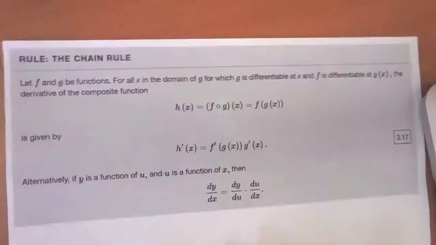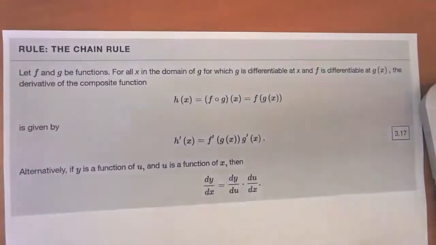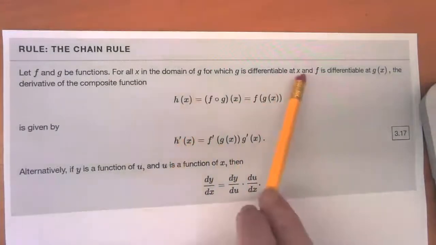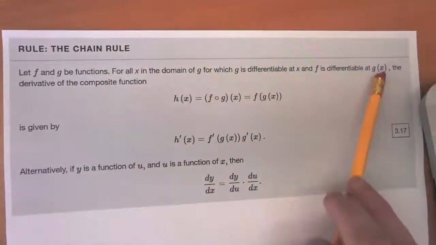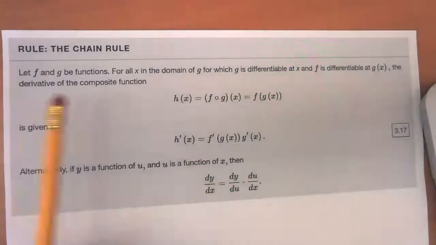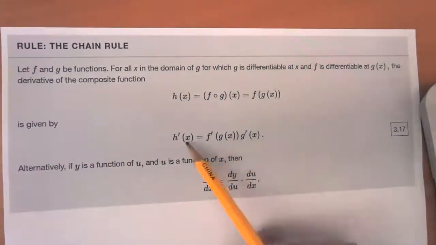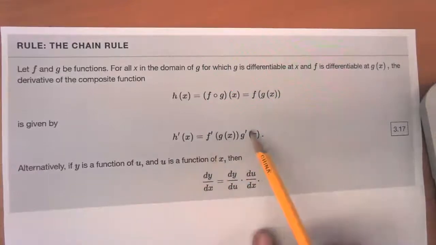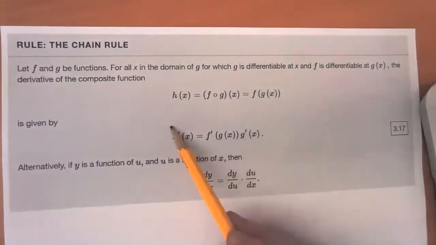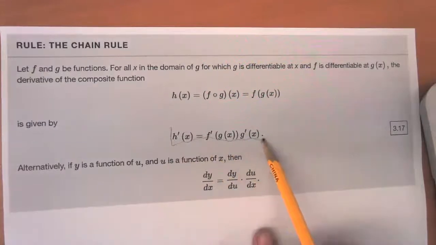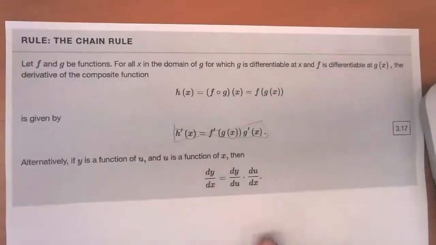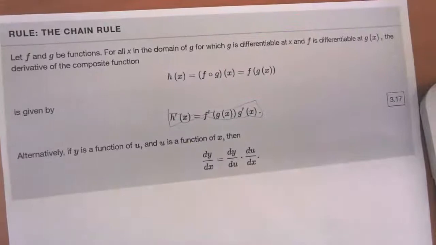So here's the rule: if f and g are functions, and g is differentiable at x and f is differentiable at the output of g, then the derivative of the composite function at x is given by this function. All right, so that might look like a whole bunch of symbols just crammed together, and it kind of is, but I will show you how to apply it and what it means in the real world.